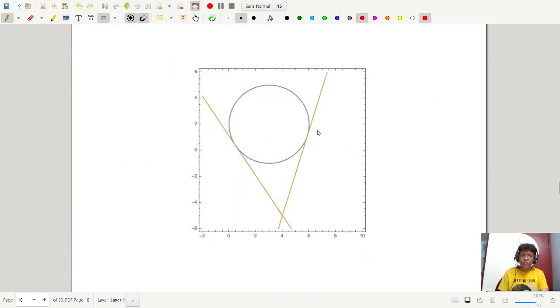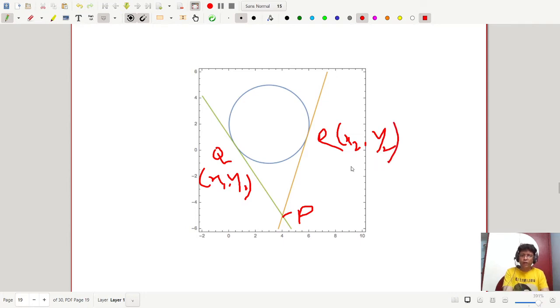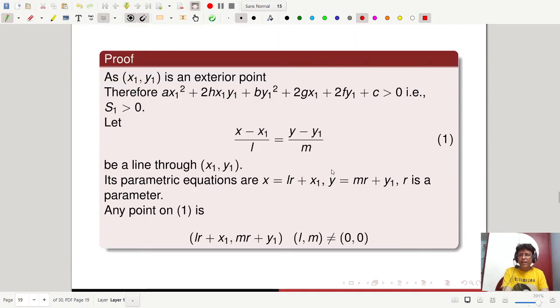Now this is the pair of tangents for the circle. You look at that, this is the external point P, and you can draw two tangents. This is the point of contact with the tangent, Q, and this is R. Suppose this is x1, y1 and this is x2, y2. You can say these are the pair of tangents from the external point P. Now let x1, y1 be the exterior point. Therefore, if you substitute it, the expression should be greater than 0, because the point is outside the conic. It is not on the conic, it is not inside the conic. So S1 must be positive, right?